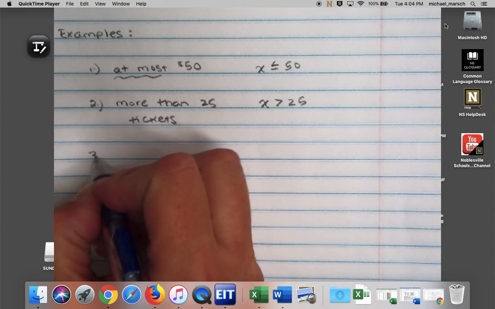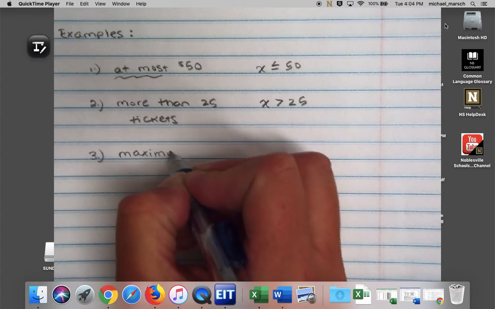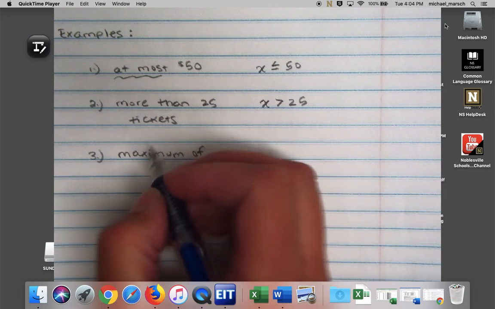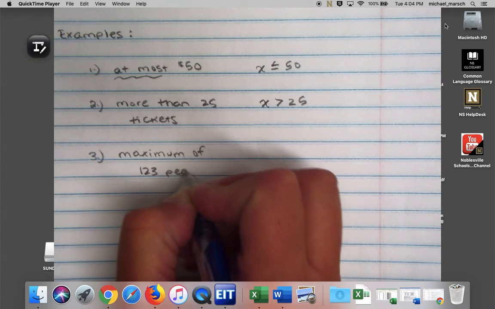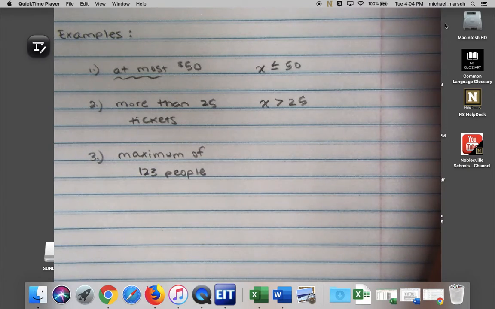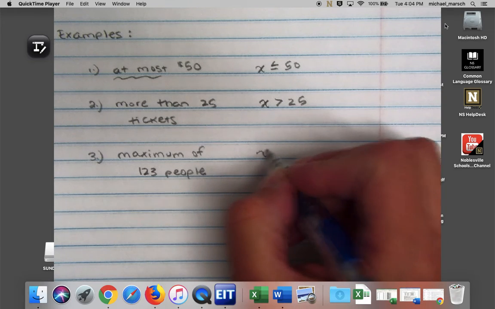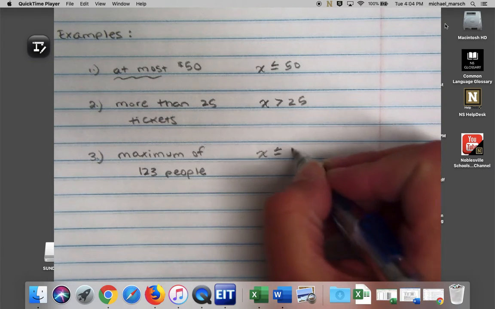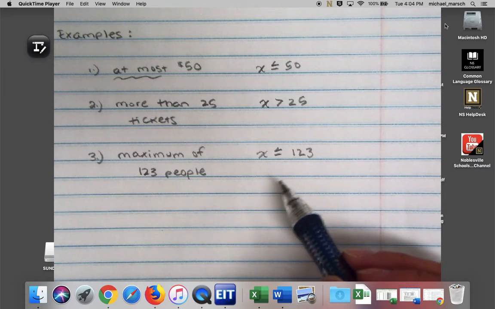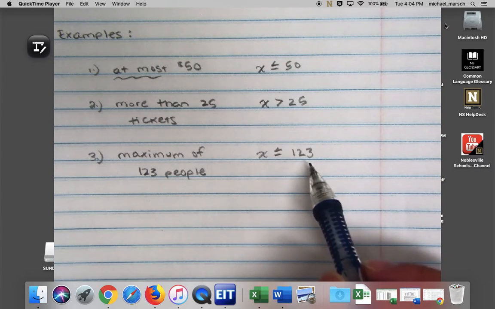All right, let's look at number 3. Maximum of 123 people. So let's say we're going on a field trip and the maximum number of people I could have is 123. When I look back up here at these phrases at the top of my page, I can see that maximum lines up with less than or equal to. So I would say X has to be less than or equal to 123 people, meaning that the number of people I want to take on the field trip would have to be less than or equal to 123.